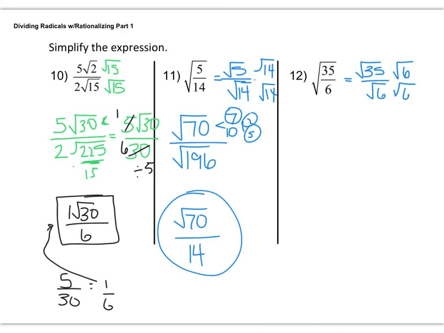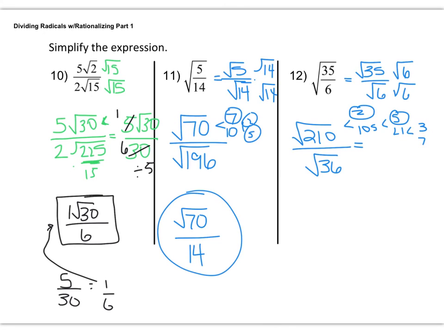So we'll have 35 times 6. That makes that radical 210. On the bottom becomes radical 36. Trying to clean this up, 210. I know that is 2 and 105. And that is 5 and 21. That's 3 and 7. I have a 2, a 3, a 5, and a 7. There are no pairs there. So actually, that does not simplify. And on the bottom, square root of 36, I know that's just 6.